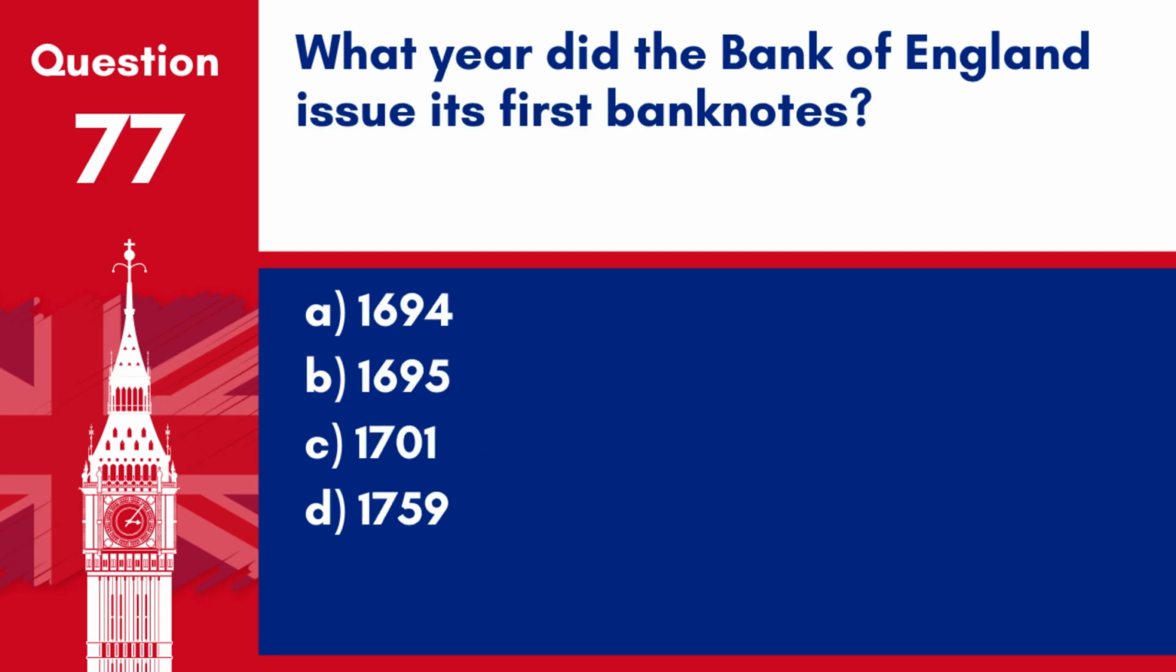What year did the Bank of England issue its first banknotes? A. 1694, B. 1695, C. 1701, D. 1759. Answer: A. 1694. The Bank of England issued its first banknotes in 1694, not long after its establishment, to act as the government's bank and the lender of last resort.